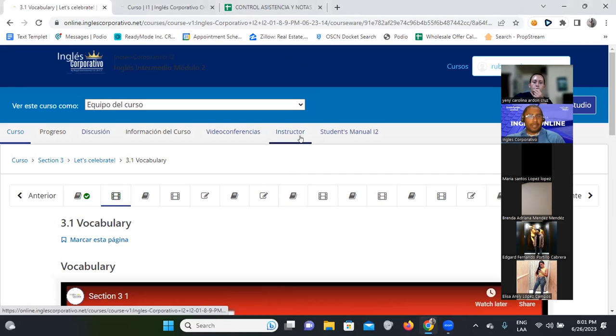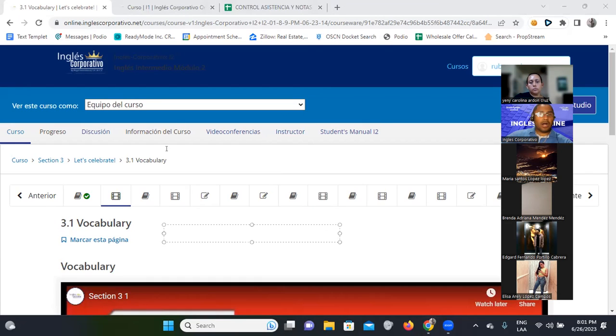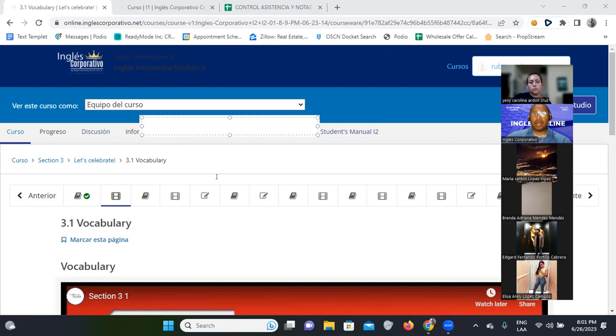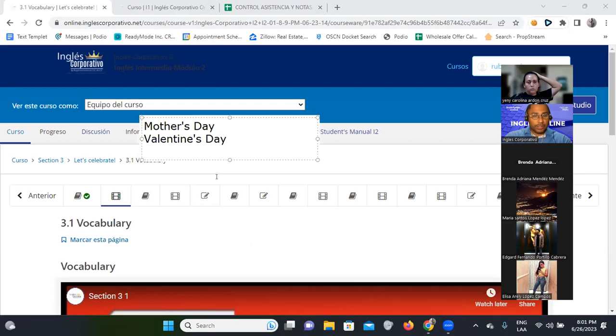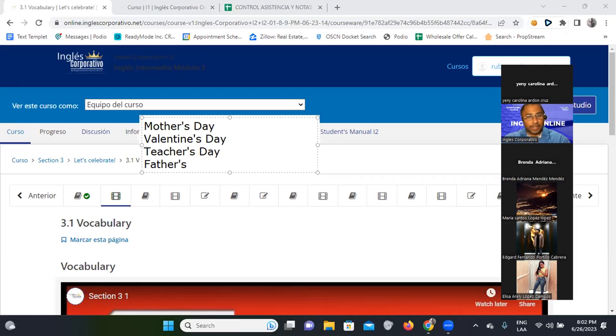What are some common celebrations that we have in El Salvador? For example, Mother's Day. It's a very common celebration in El Salvador. What's another one? Teacher's Day. Okay. Valentine's Day, Father's Day. What's another day that we celebrate in El Salvador?